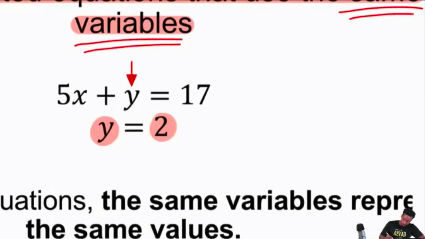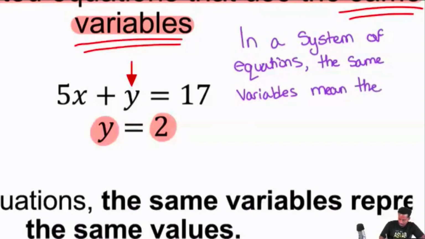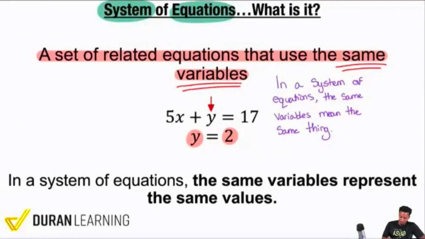So go ahead and copy this down. In a system of equations, the same variables mean the same thing. There it is. All right. And so it's also stated right over here. In a system of equations, the same variables represent the same values.